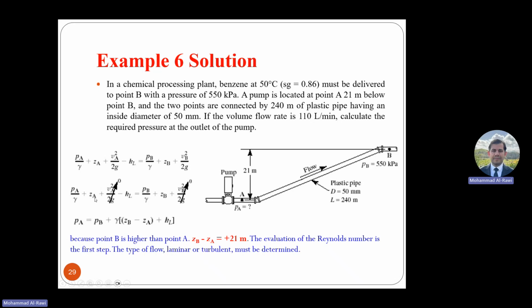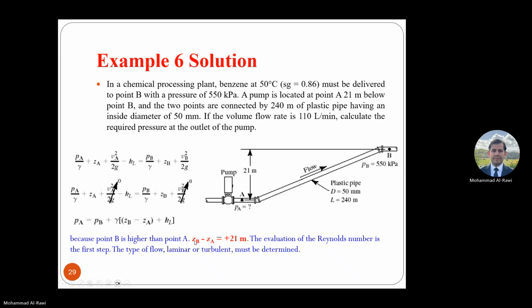And then you have pressure at point B, given as 550 kilopascal divided by gamma, the gauge pressure. Rearranging this equation, gamma (ZB minus ZA). So if ZA is the reference point 0, ZB is at 21, so that term is 21. As you can see here, positive, plus HL, because HL will move to that side to stay with PA, and that will be just multiplying by gamma. Gamma will be cancelled from that side.